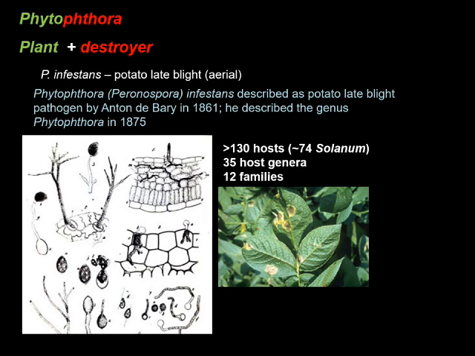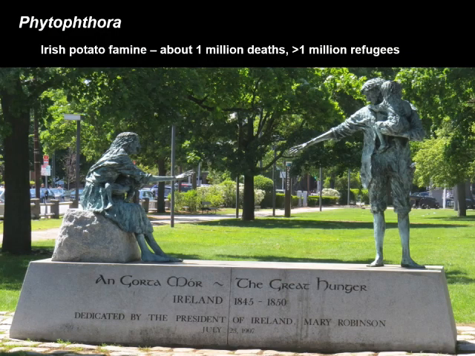It has a relatively narrow host range for Phytophthora, having about 130 hosts, most of which are in the genus Solanum. It is also known as the cause of the Irish potato famine, which caused a great deal of human suffering in the mid-1800s. It's an aerially dispersed pathogen, and that differs from the ones that I'll be mostly talking about.